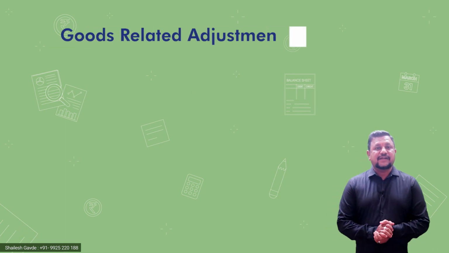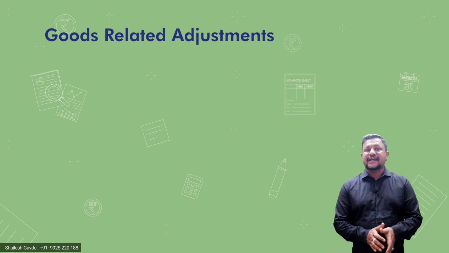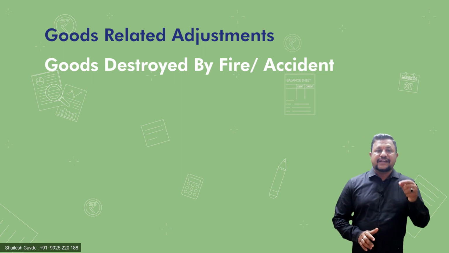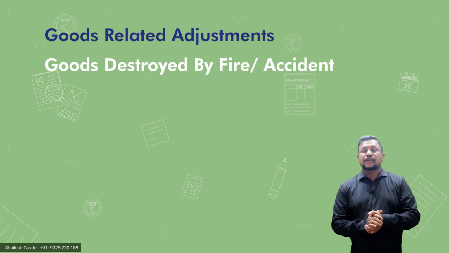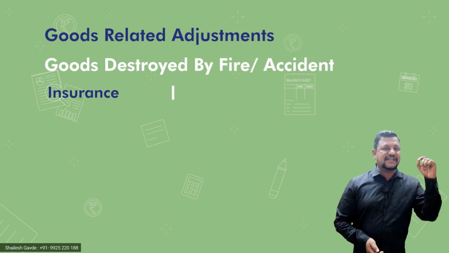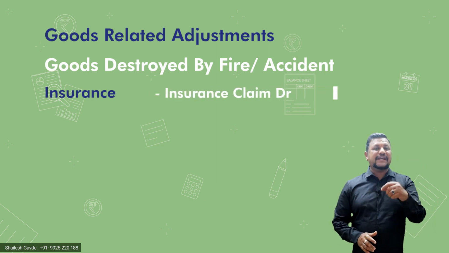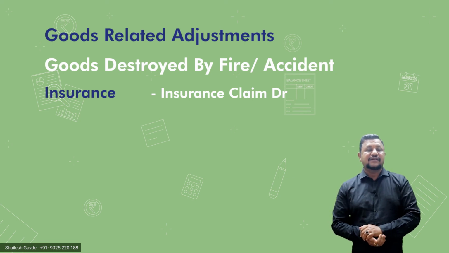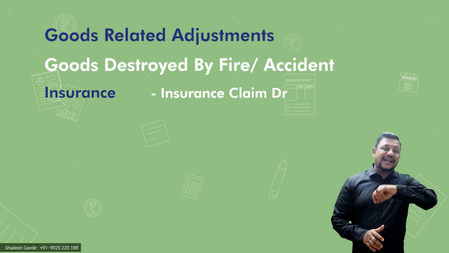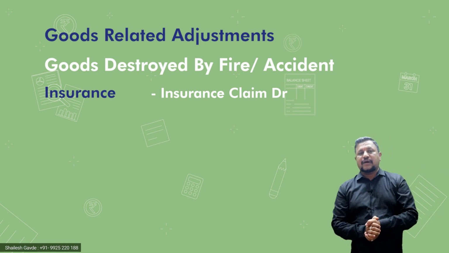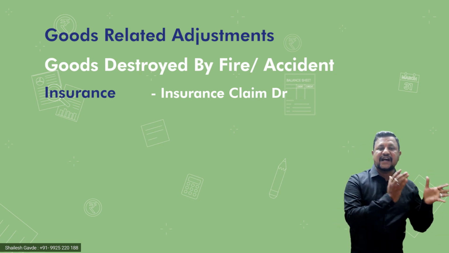Now we'll take the next adjustment on goods, that is goods destroyed by fire. Yeah, goods destroyed by accident. Well, if we talk about the journal entry of this transaction, there are two possibilities: goods destroyed and there is an insurance cover. In that case, the journal entry will be insurance company or insurance claim account debited by the amount which is to be received from insurance company. If there is any loss that goes to profit and loss account debit, and the total value of goods destroyed will be credited to purchase account.